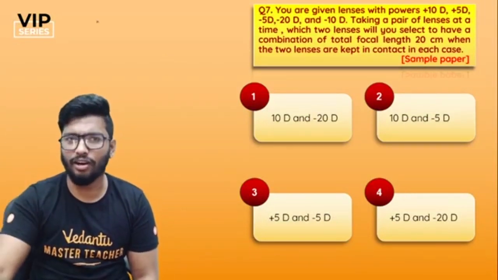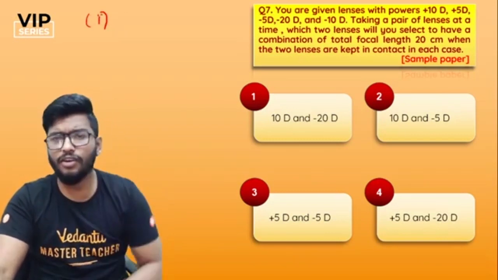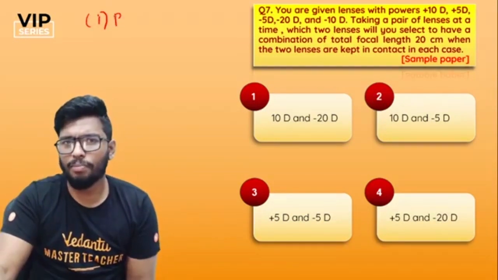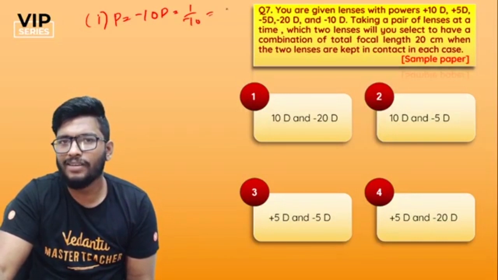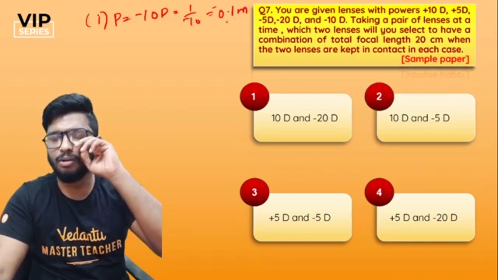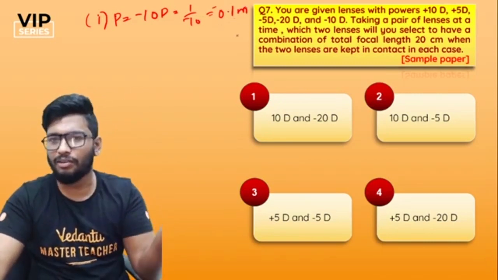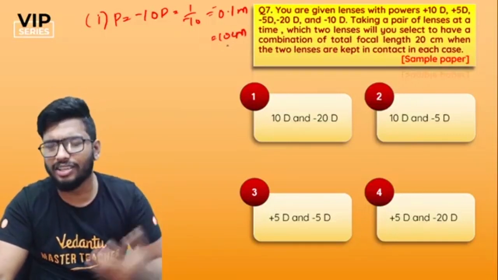Alright, so let's start with the first one. Let's do the trial and error method. For the 4, we'll try for all the 4. For the first one, 10 minus 20. So the power is going to be minus 10 diopter. So what is the focal length? 1 by minus 10, which will be minus 0.1 meters, which is 10 centimeters. So definitely not the case.